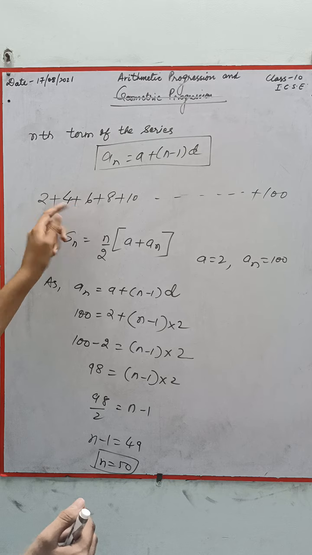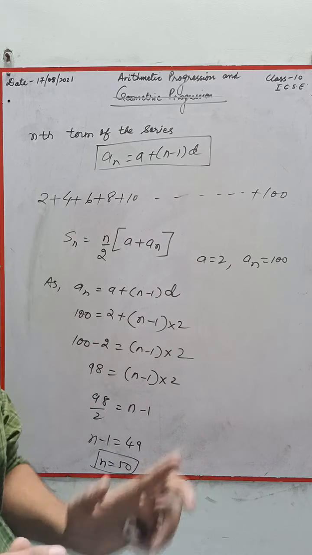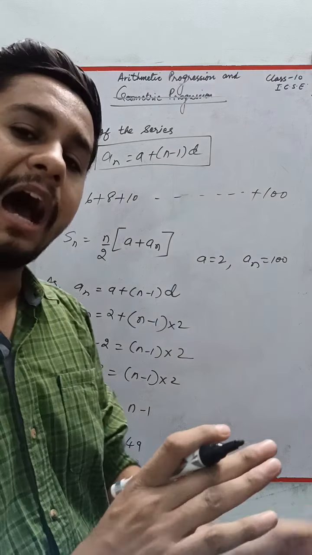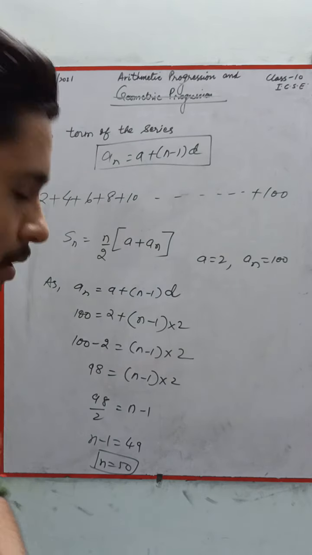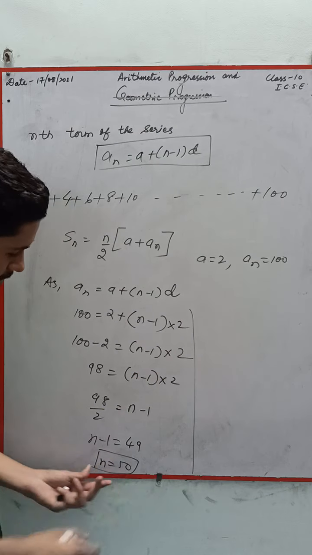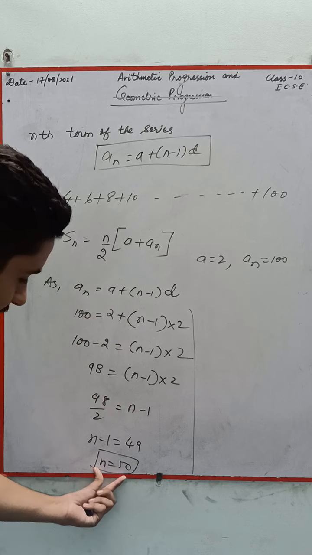See, 50 only, because from 1 to 100 there are 100 numbers, so half are even and half are odd. So 50 are even and 50 are odd. So that is easy. So we just found that n is equal to 50.